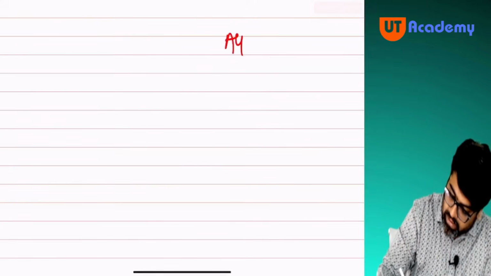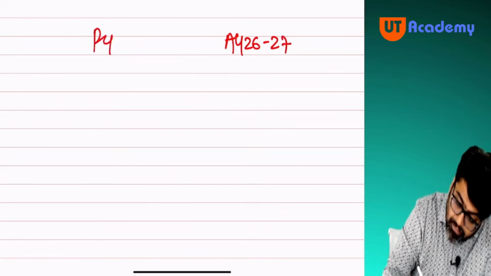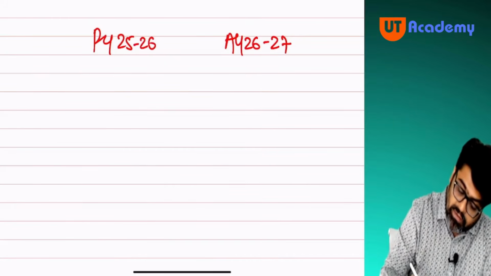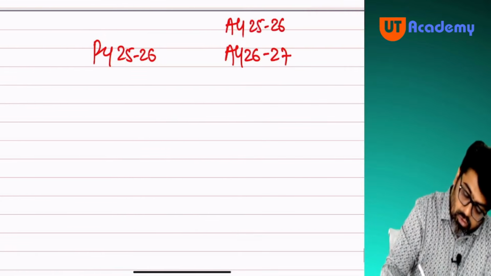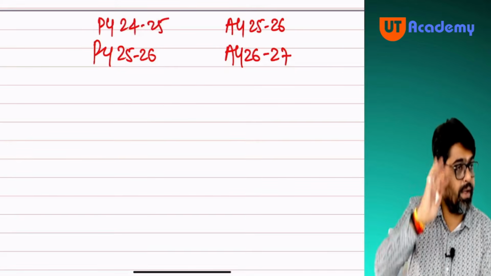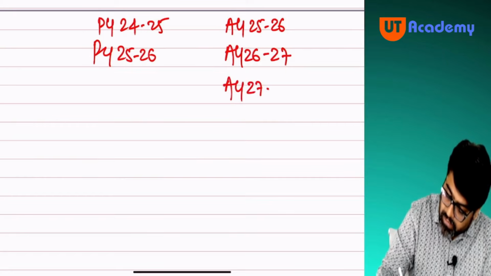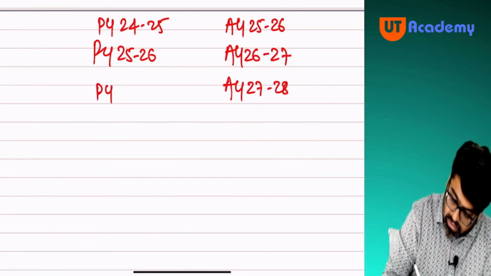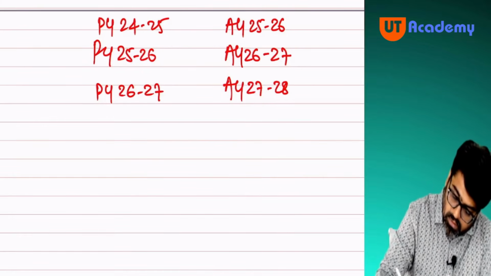Now see, I have written that if my assessment year is 26-27, the relevant previous year will be 25-26. If my assessment year was 25-26, what was the relevant previous year for that? 24-25. This is already gone. Now tell me, if my assessment year will be 27-28, what will be the relevant previous year? Previous year 26-27. Are you all getting my point? Now can you see something here?